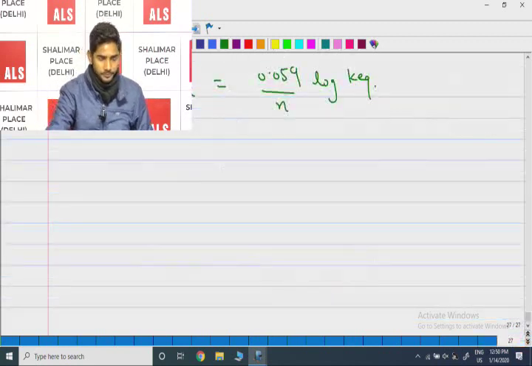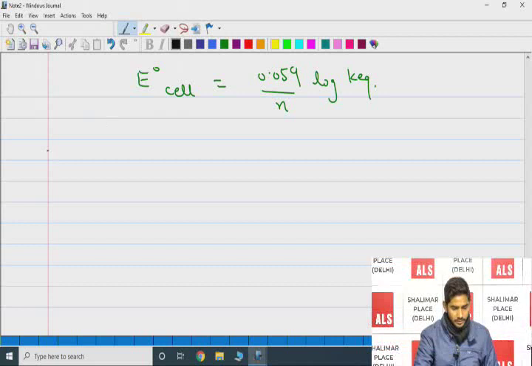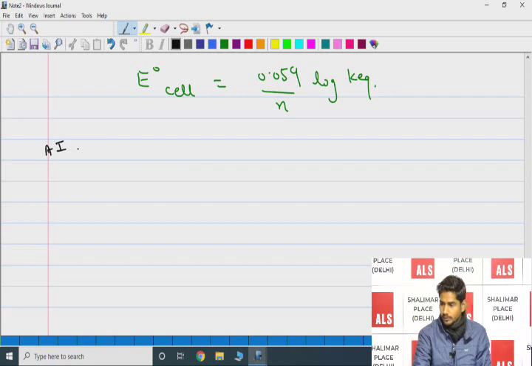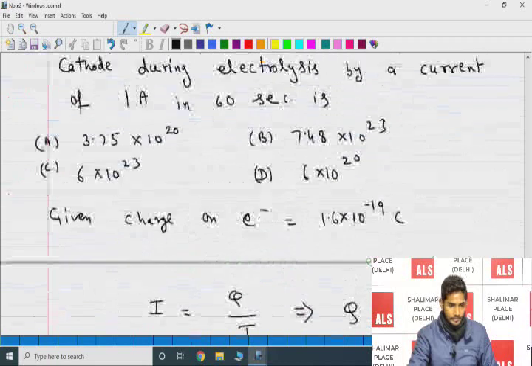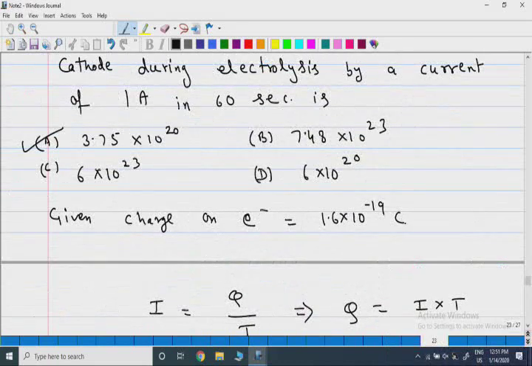Next question. This is in AIPMT, 3.75. For the question of electrolysis, yes, option A is the correct answer. Okay, we haven't marked the correct. Option A is the correct answer for this one. Okay, this is the correct answer.